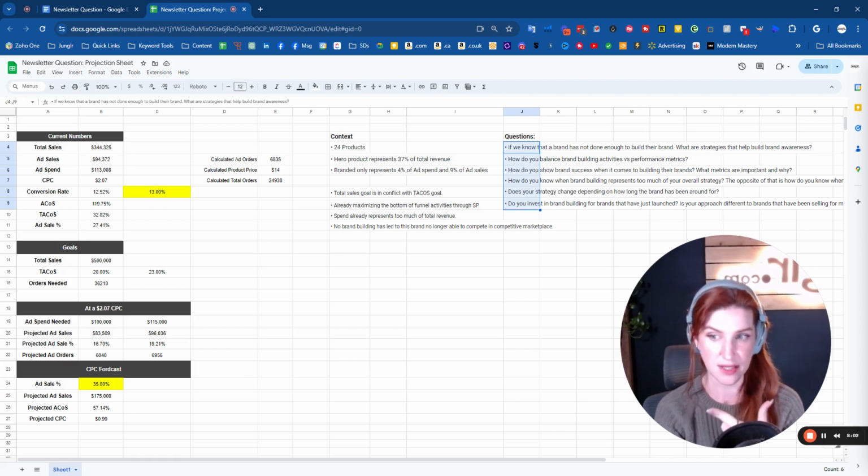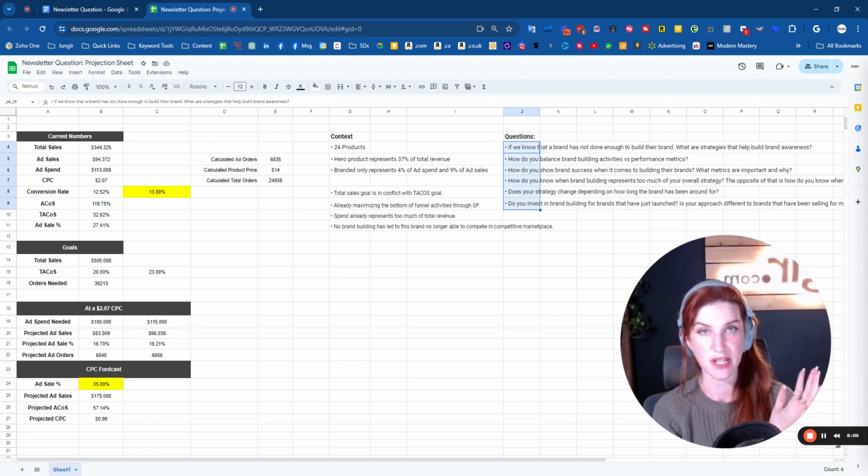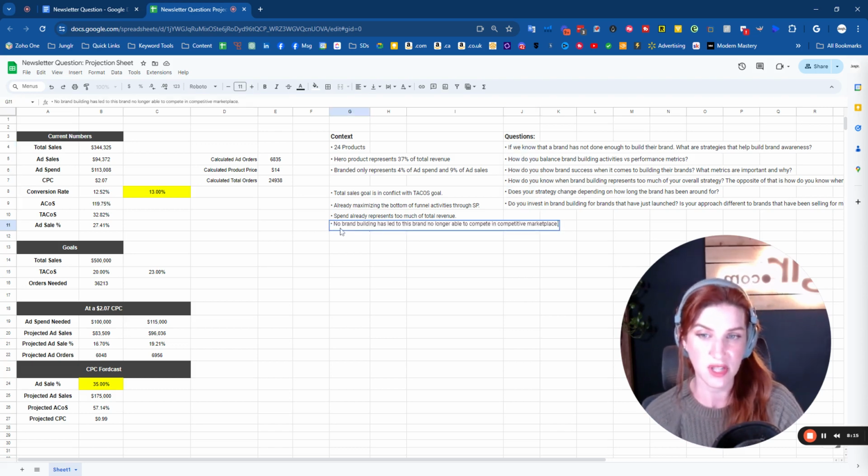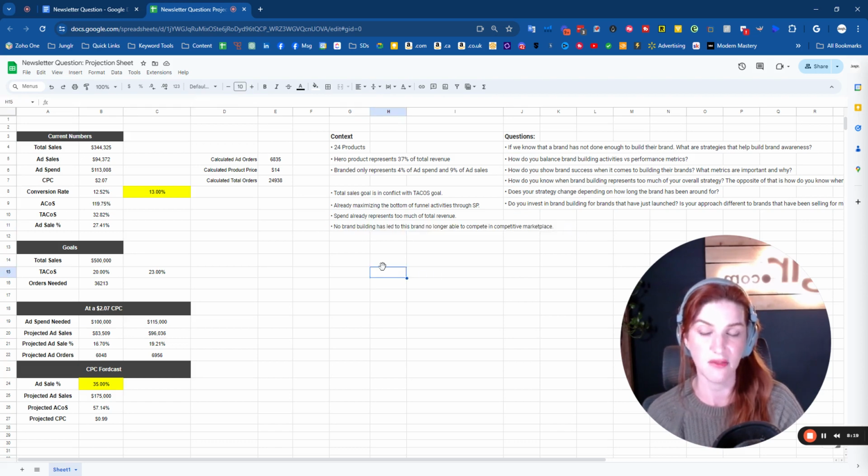So it's not an immediate sales growth strategy. Again, you're going to end up with much lower ROAS numbers, much higher ACoS numbers, which we're already struggling with in this account. So that's the context I'm looking at this. And then when we're saying no, brand building has led this brand to no longer compete in a competitive marketplace, I don't think it's a brand building problem.